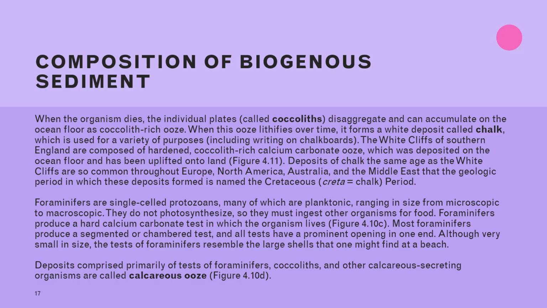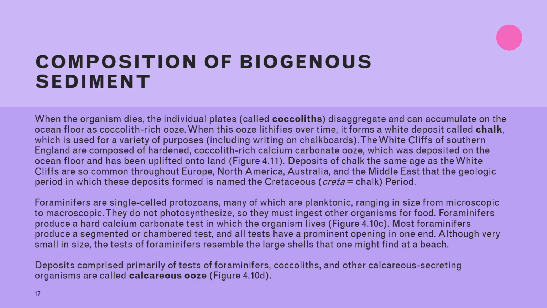So what happens is when the organism dies, the individual plates called coccoliths disaggregate and accumulate on the ocean floor as coccolith-rich ooze. When this ooze lithifies over time, it forms a white deposit called chalk, which is used for a variety of purposes, including writing on chalkboards. The White Cliffs of southern England are composed of hardened coccolith-rich calcium carbonate ooze, which was deposited on the ocean floor and has been uplifted onto the land. And this area is very scenic. Most movies or multimedia go to this place, these White Cliffs, because they are very beautiful.